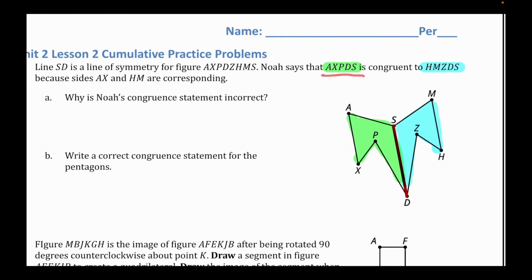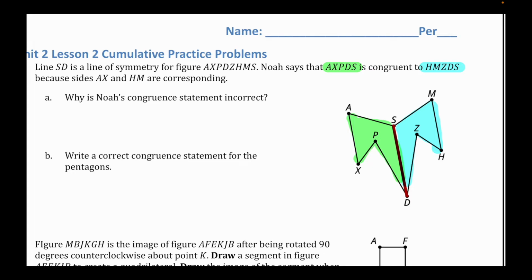Let's actually follow AXPDS around the outside. So AXPDS. We're kind of starting at the outer corner, following the little W shape and ending up at S. If we follow HMZDS, HM goes up, and then we come down to Z, and then D, and then S. So we're not following the same pattern, but he says AX and HM are corresponding. So we're going to have to rewrite Noah's statement.